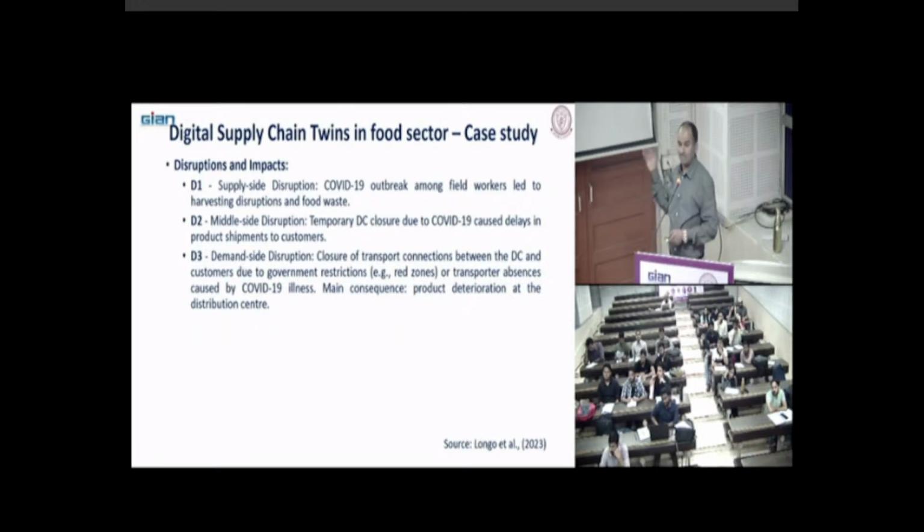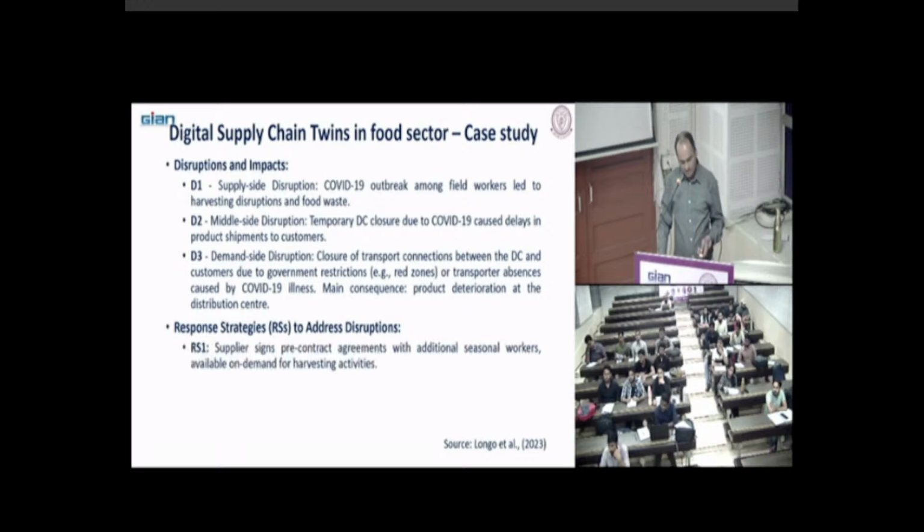So these were the 3 disruptions they wanted to analyze, but they had backup plans, response strategies. What response strategies did the company have? For supply side disruption, because of unavailability of workers, the supplier signs pre-contract agreements with additional seasonal workers. These temporary workers will come and pick up the cauliflower in case your main workers are unavailable.